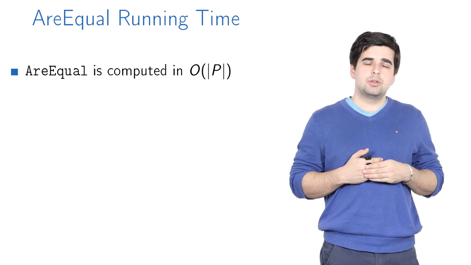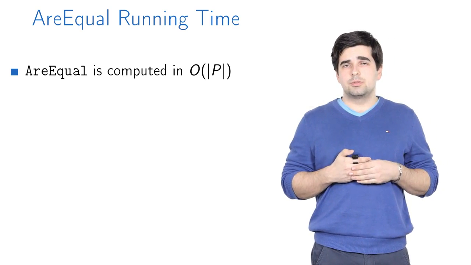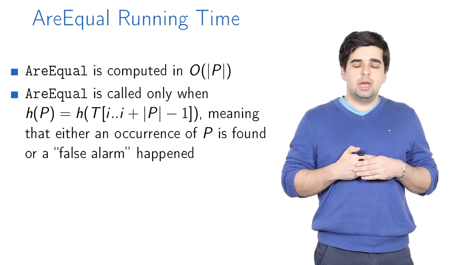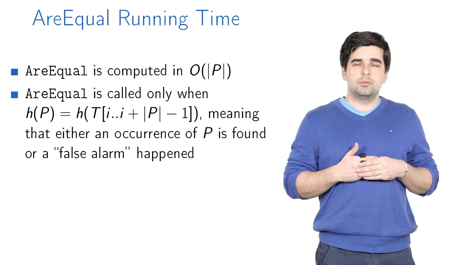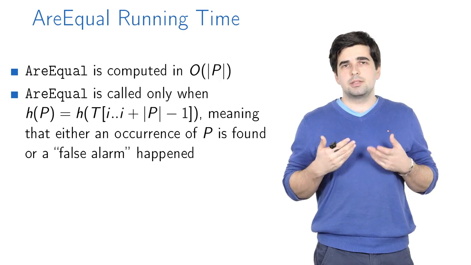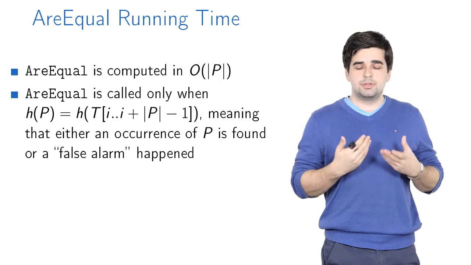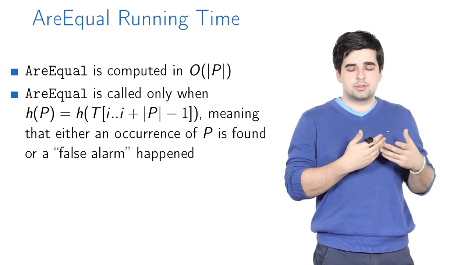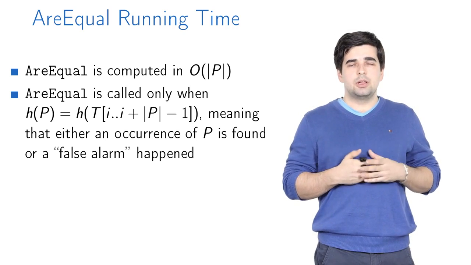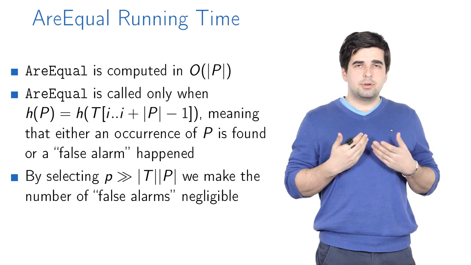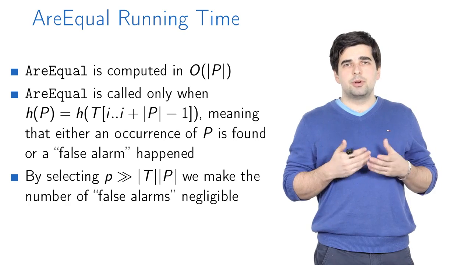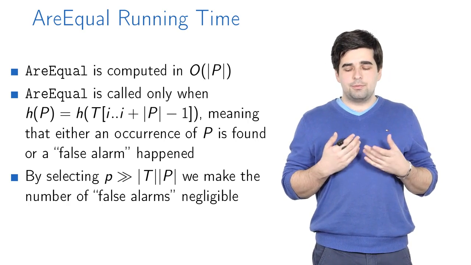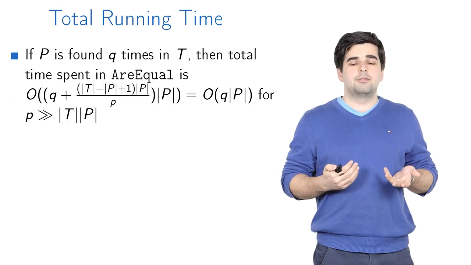Now, what about the running time of all calls to r equal? Each call to r equal is computed in big O of length of the pattern, because we pass there 2 strings of length equal to length of the pattern. However, r equal is called only when the hash value of the pattern is the same as the hash value of the corresponding substring of t. And that means that either p occurs in position i in text t, or there was a false alarm. And by selecting the prime number to be very big, much bigger than the product of the length of text and the length of pattern, we can make the number of false alarms negligible, at least on average.